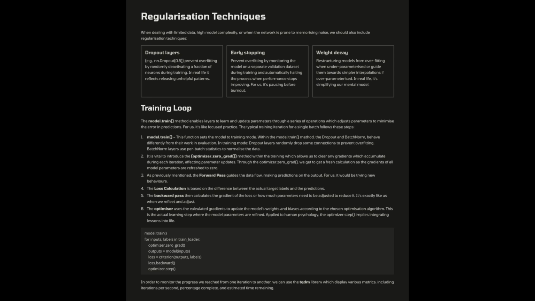The typical training iteration for a single batch follows these steps. 1. model.train. This function sets the model to training mode. Within the model.train method, the dropout and batch norm behave differently from their work in evaluation. In training mode, dropout layers randomly drop some connections to prevent overfitting. Batch norm layers use per-batch statistics to normalize the data.